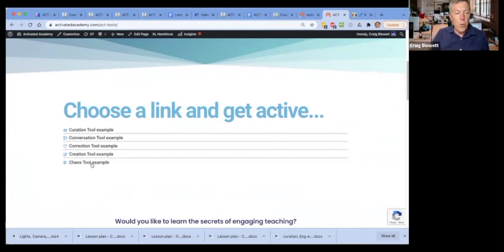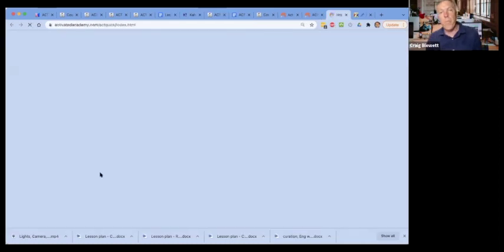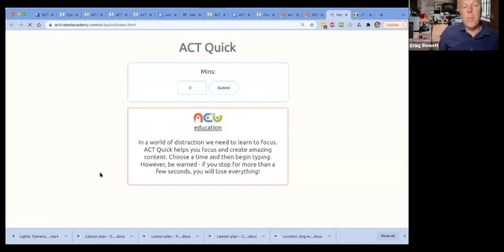And if, for example, you click on the chaos tool example, this is a tool that we developed that we call Act Quick. And this is a great tool if you want to get your students to focus. And this works on anything. I've used this on PhD students who can't figure out what their central thesis is about, to students in a classroom at the end of a lesson who are losing focus or whatever it may be.